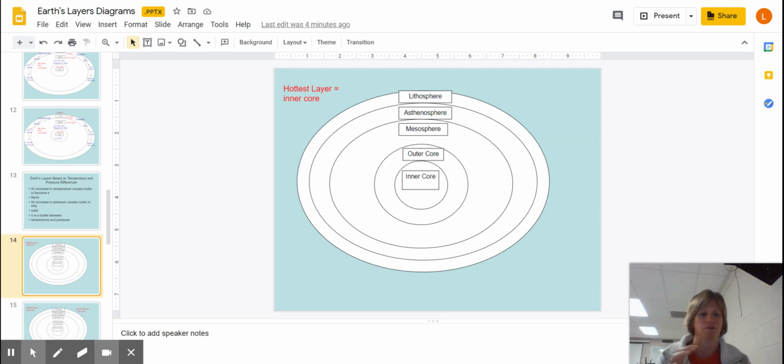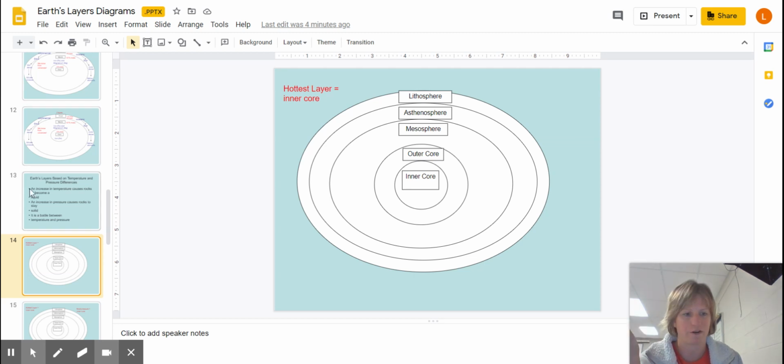Okay, now say them with me faster. Lithosphere, asthenosphere, mesosphere, outer core, inner core. Again, real fast. Lithosphere, asthenosphere, mesosphere, outer core, inner core. This is the 5-layer system, and I will show you side by side in a moment diagrams of them because it's still the same planet.